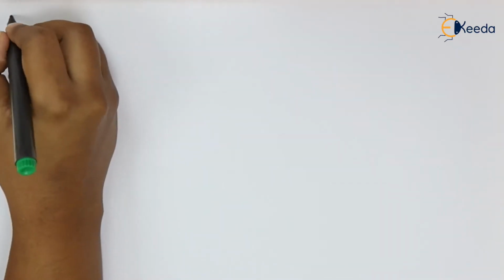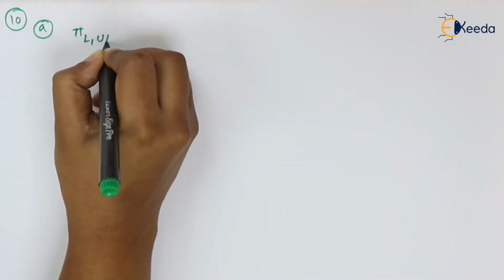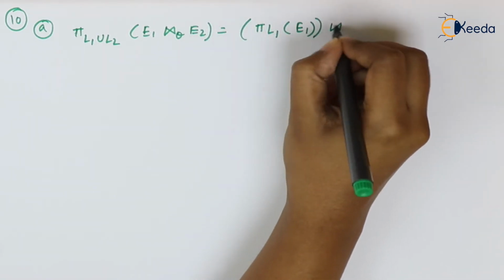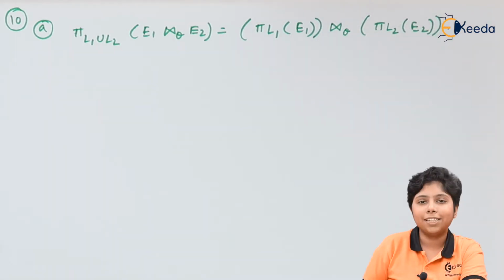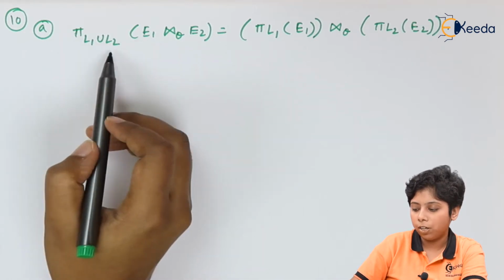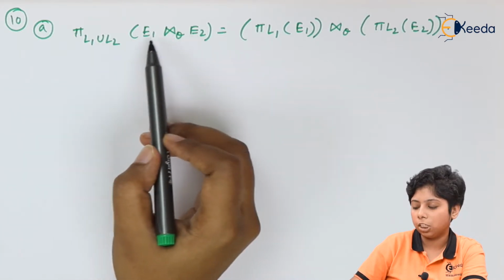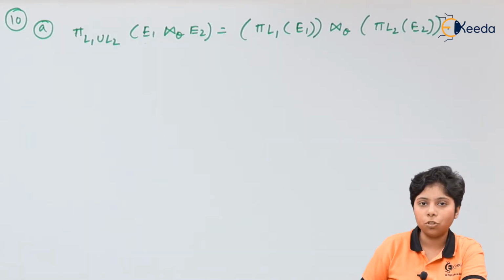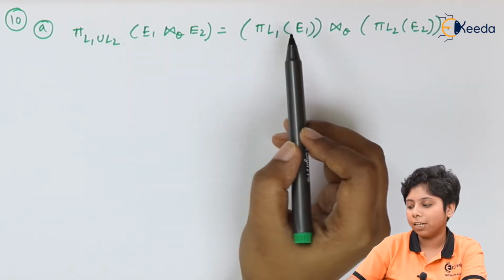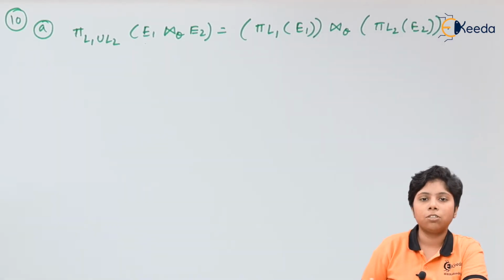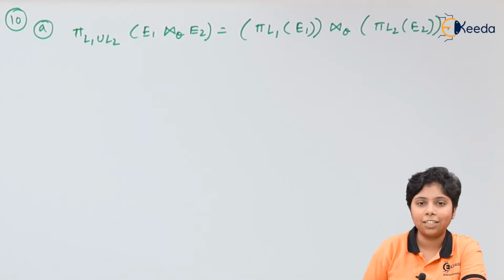Next is the projection operation under this theta joining. Like the selection, we can also have the attributes from a relation, that is L1 belongs to E1 and L2 belongs to E2. So the projection of L1, L2 union on E1 theta join E2 is equivalent to projecting L1 from E1, projecting L2 from E2, and then making the theta join. So the selection and projection distribution over the theta joining is the same.